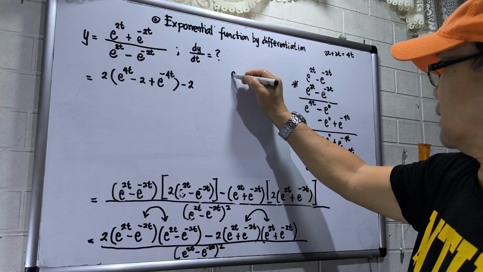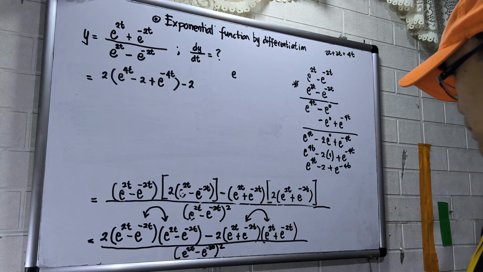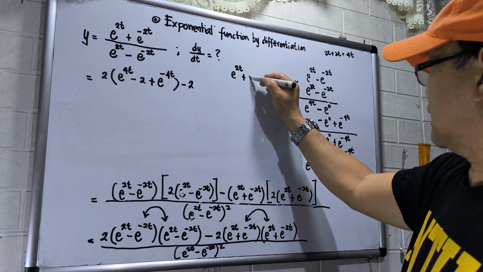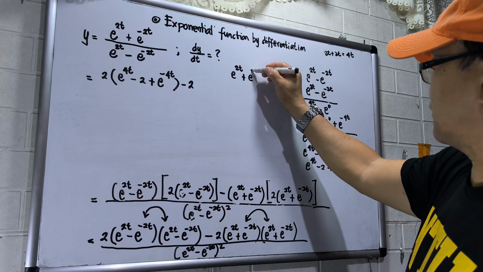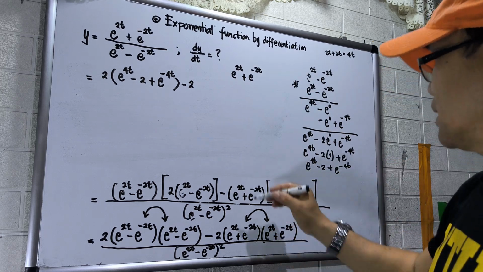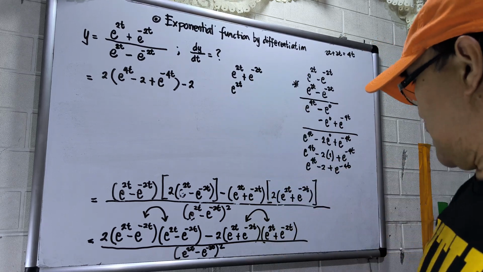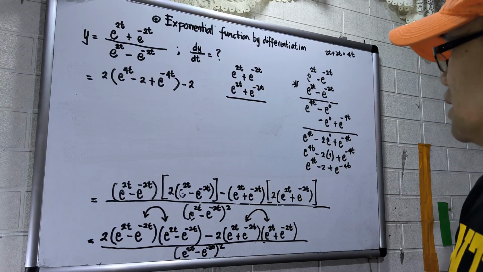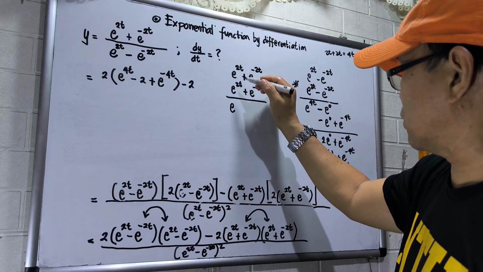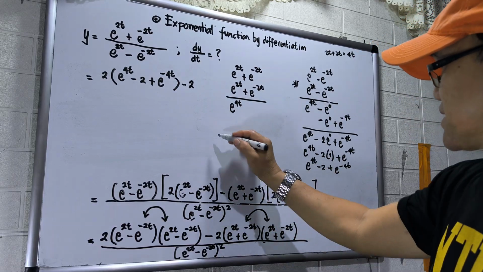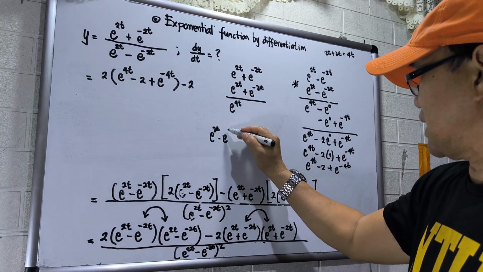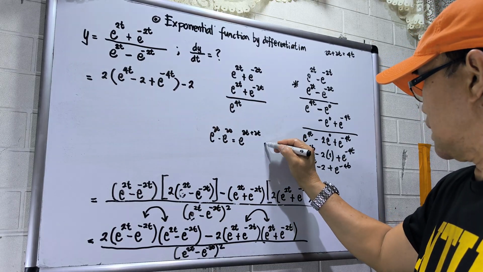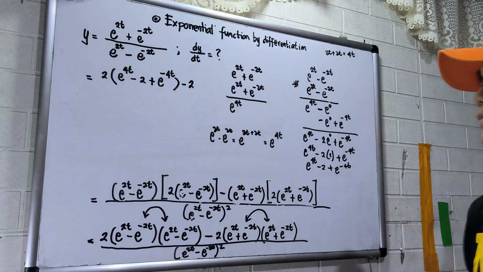So, e to the 2t plus e to the negative 2t times e to the positive 2t plus e to the negative 2t. Okay? So, e to the 2t times e to the 2t, that will be e to the 4t. Because e to the 2t times e to the 2t, e, then 2t plus 2t equals e to the 4t.